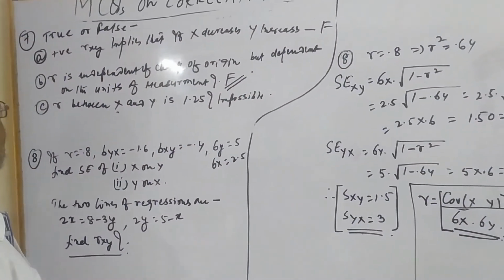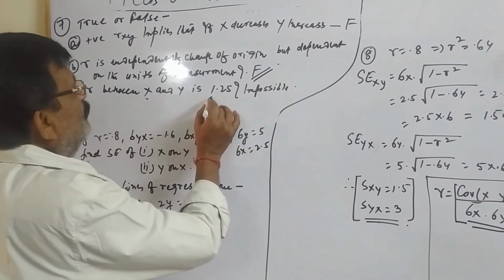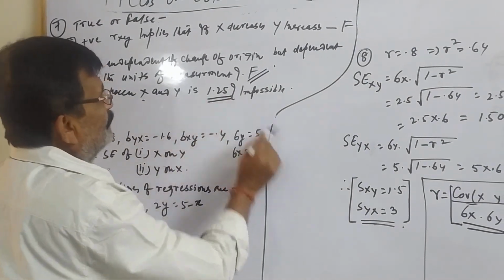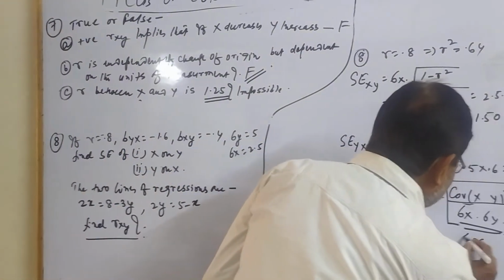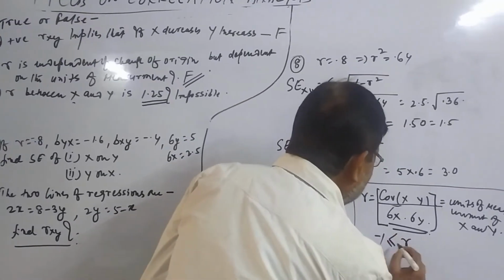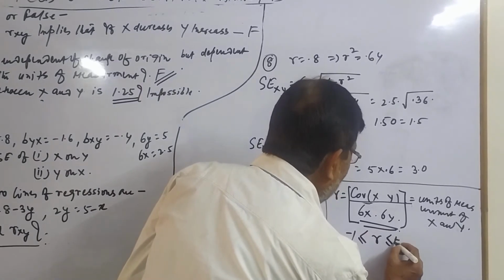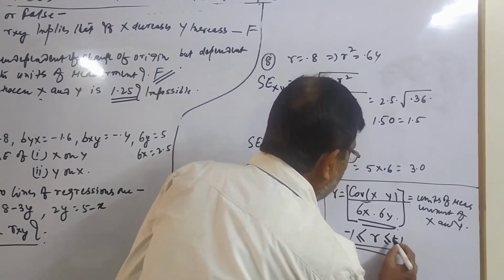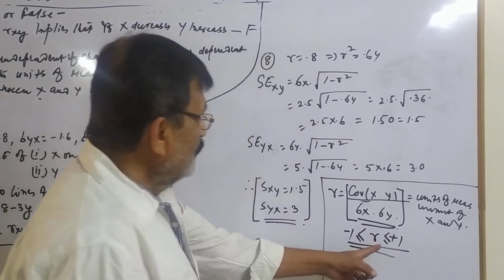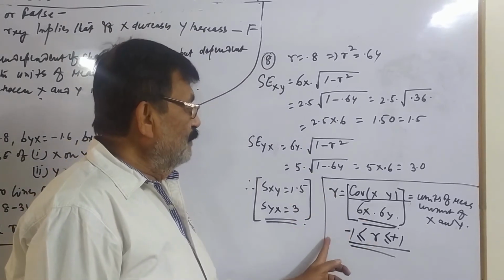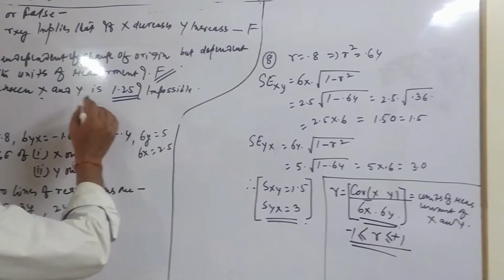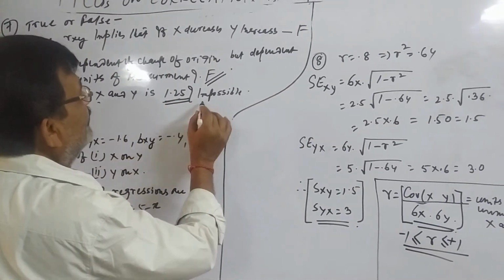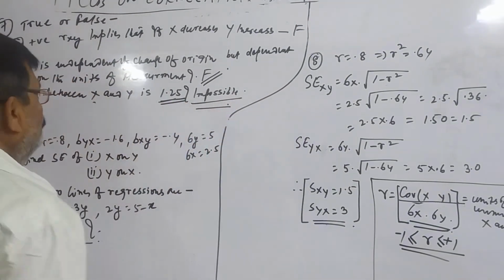And third is, r between x and y is 1.25. Absolutely impossible. The limit of r is that it is always greater than or equal to -1 and always smaller than or equal to +1. So r could never be smaller than -1 and r could never be greater than +1, and here it says that rxy is 1.25. It is an impossible statement.